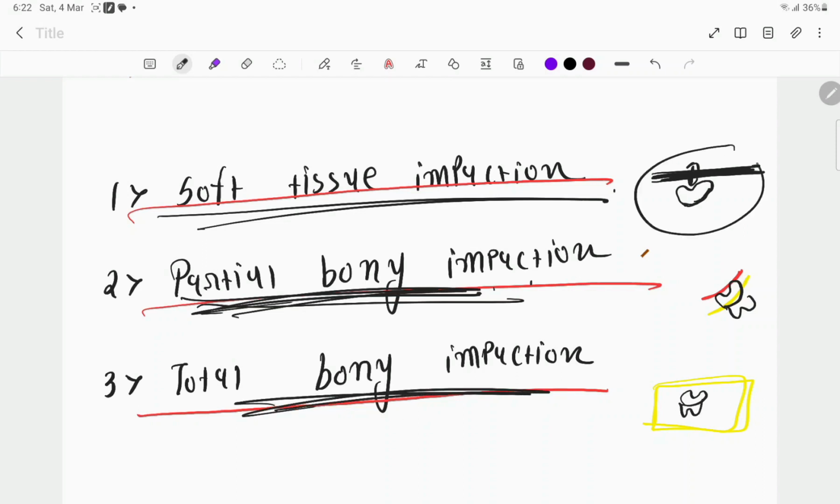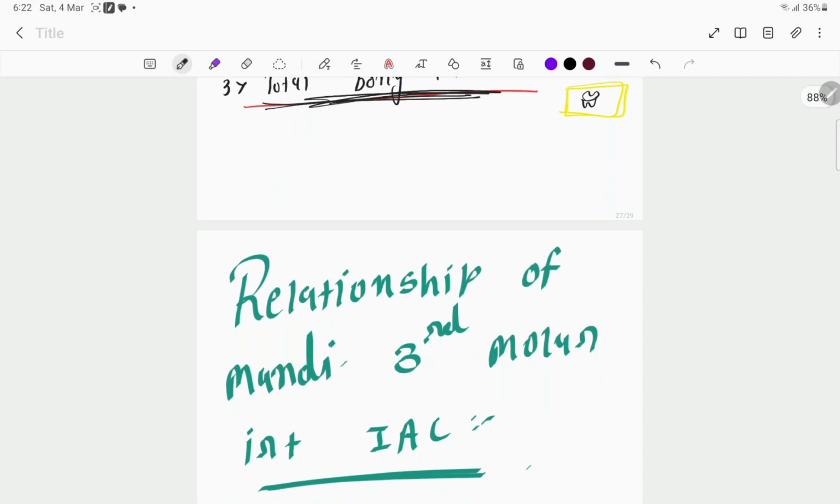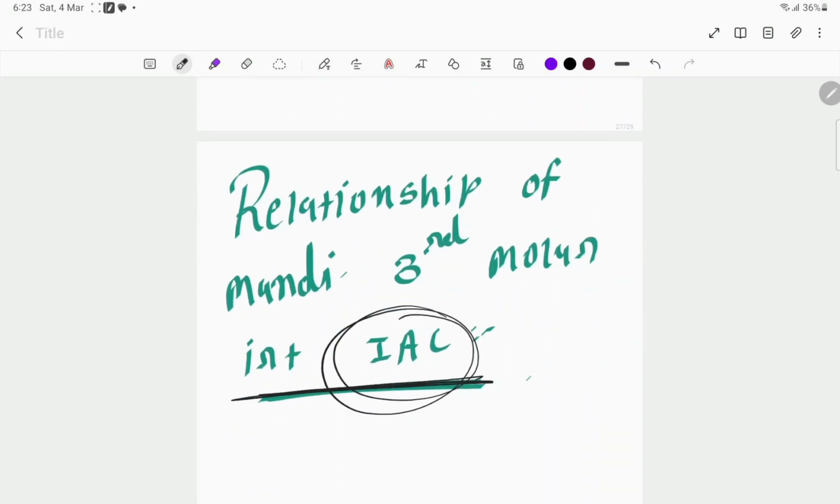Okay, one is soft tissue just beyond the mucosa. Second one is partial bony, half in bone, half in mucosa, and total bony, totally in bone. Okay. And the third classification is the relationship of the mandibular third molar in relation to the inferior alveolar canal. Okay, this is an important one, so I will make a separate video on this.